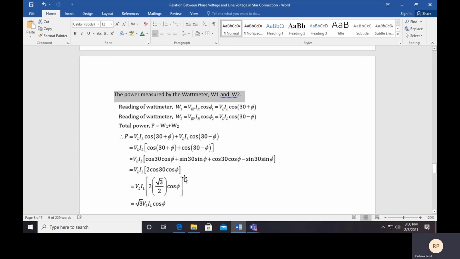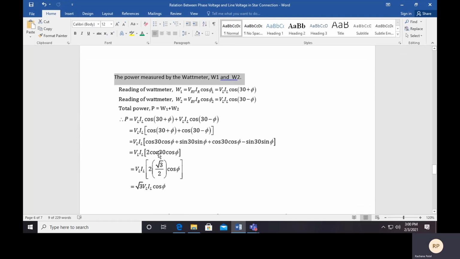With this, we can solve further by placing the value of cos 30 as root 3 by 2. Finally, it gives the answer root 3 VL IL cos phi, which exactly matches the standard formula of three-phase power in terms of line voltage and line current. It means this method really gives total power with simple addition of 2 wattmeter readings.